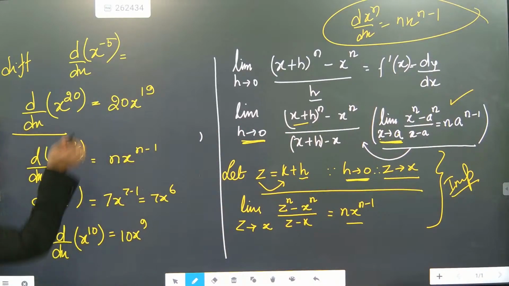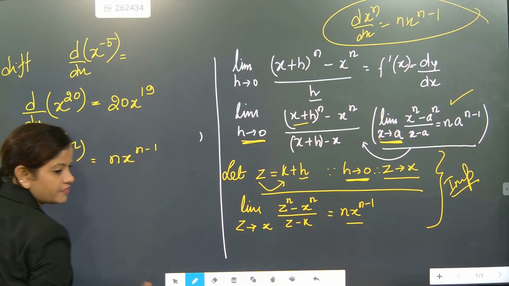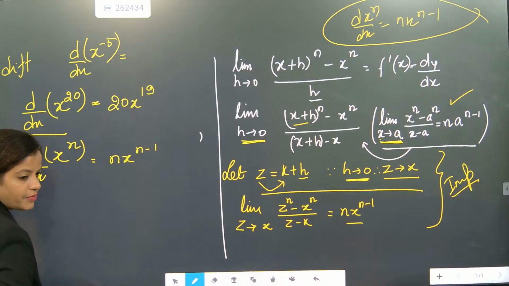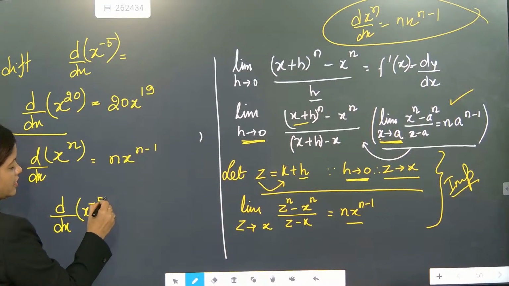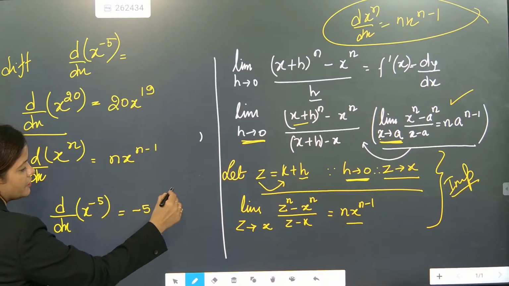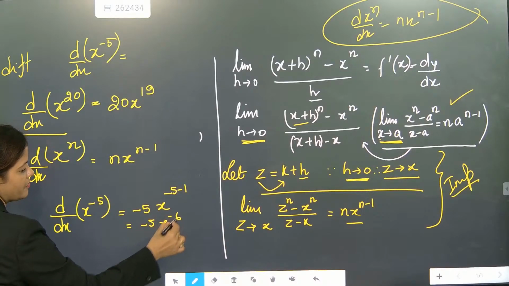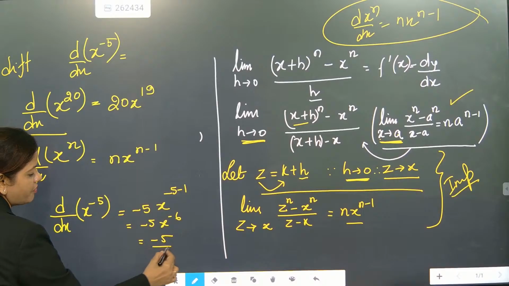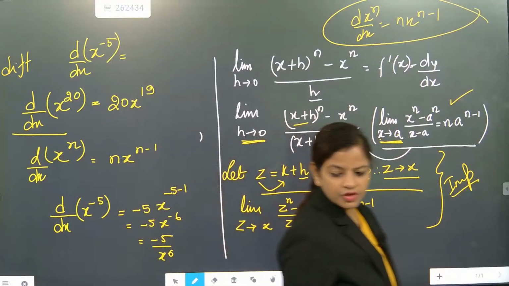Differentiation of x to the power minus 5. If somebody asks you this, how are you going to respond? Payaja, 1 by minus 5? No beta. Minus 5 will come first, and then x to the power minus 5 minus 1. So it will become minus 5x to the power minus 6, that is minus 5 by x to the power 6. Understood?